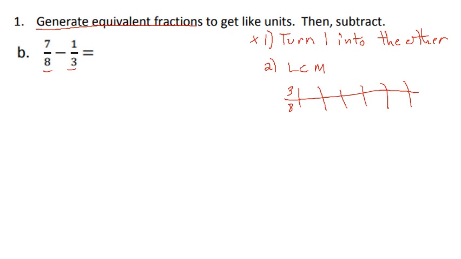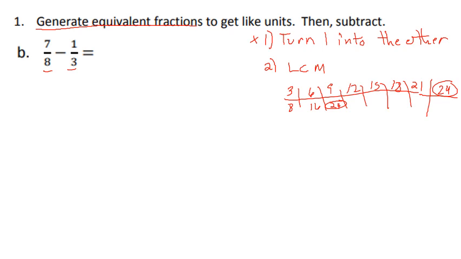And I like starting with my larger one. I go out about 3, 8, 16, 24. Now I'm going to skip count by 3. It's 3, 6, 9, 12, 15, 18, 21, 24. Okay, in this case, 24 is the least common denominator. And that's the same thing we would get in this one if we multiplied 8 times 3.